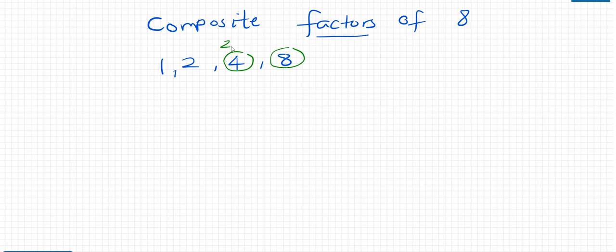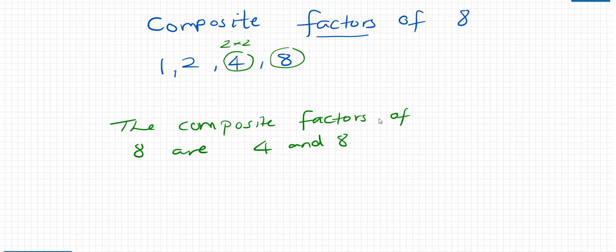I know that 2 times 2 is 4, so straight away I can see it's got more than 2 factors. And the factors of 8, we can see them all here. So make sure you write your final answer. So the composite factors of 8 are 4 and 8. Now it might feel strange writing the number itself, but we know a factor of 8 is itself, because 8 divided by 8 is 1, okay?